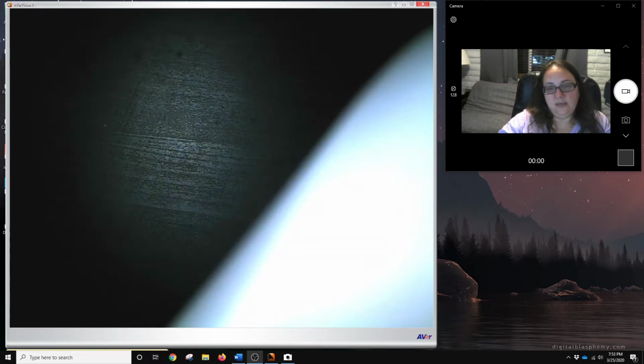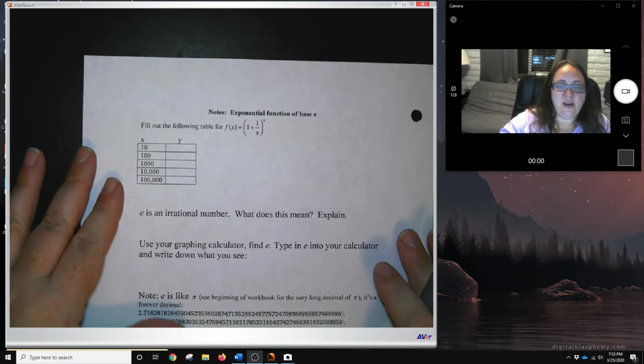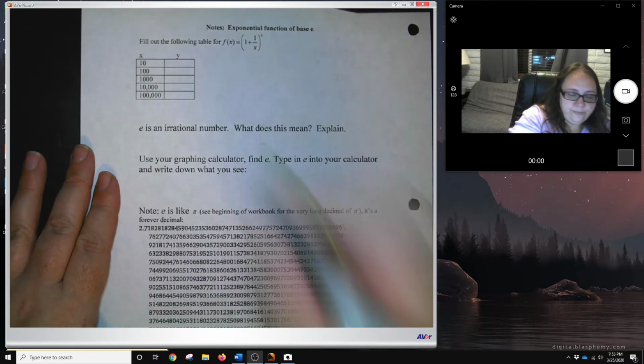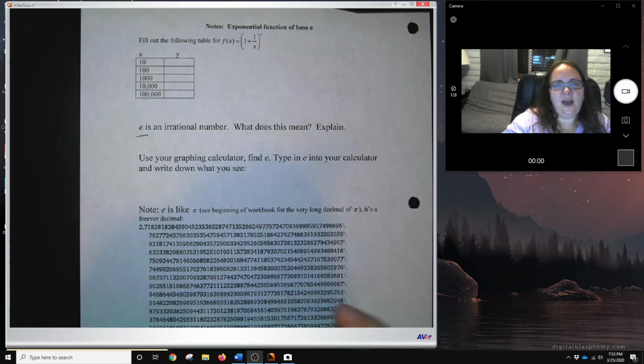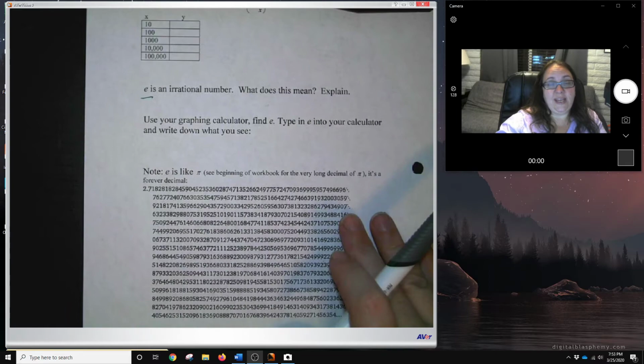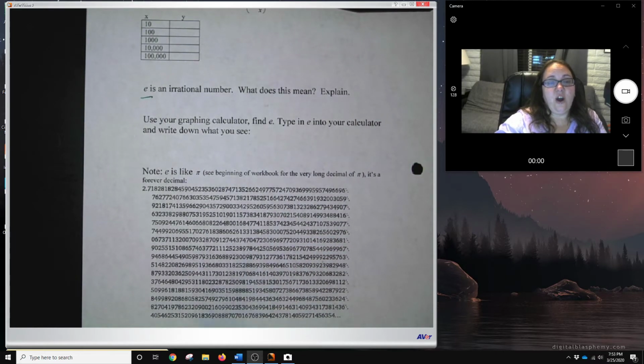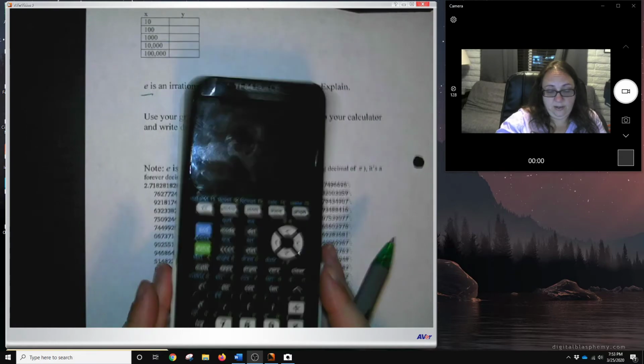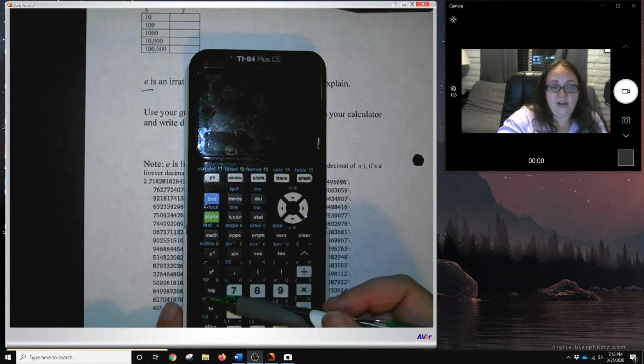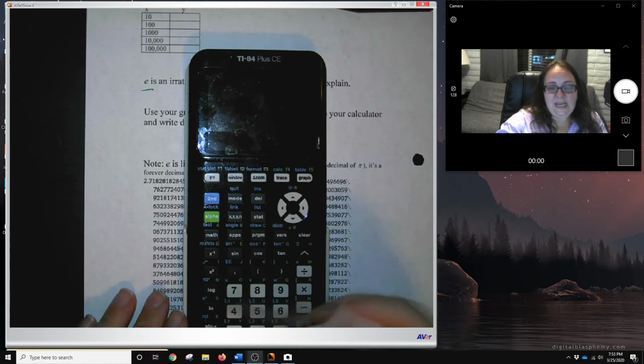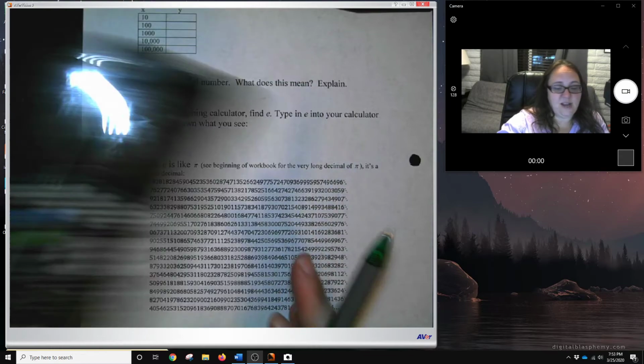Okay. So the other thing that I want to tell you about is e. e is an irrational constant that we use in math, just like pi. This is an approximation of e to some gigantic number of decimal places. For us, 2.718 is fine, but really you don't even need to know that because your calculator has an e button. It is right here above ln. We're going to talk about ln soon.